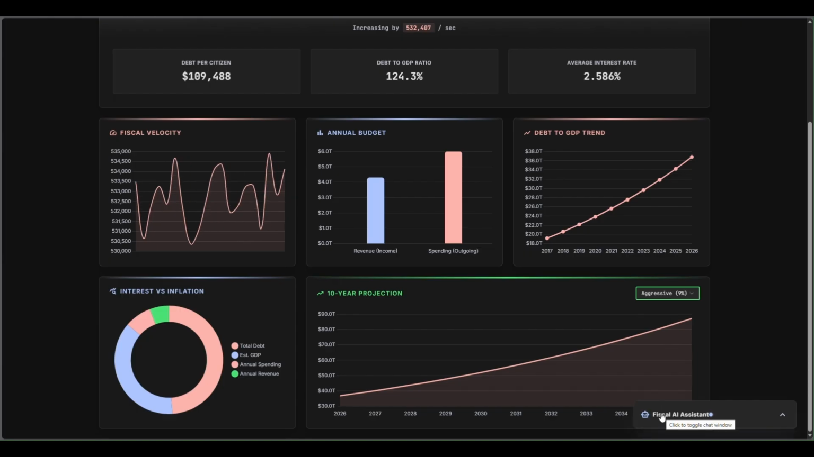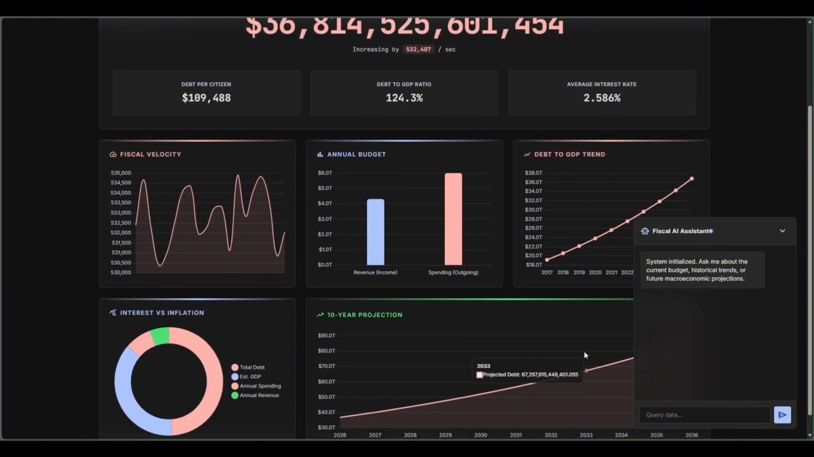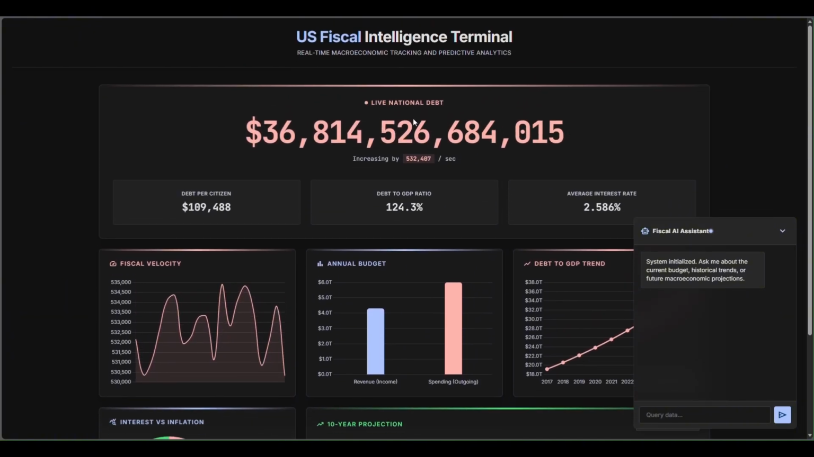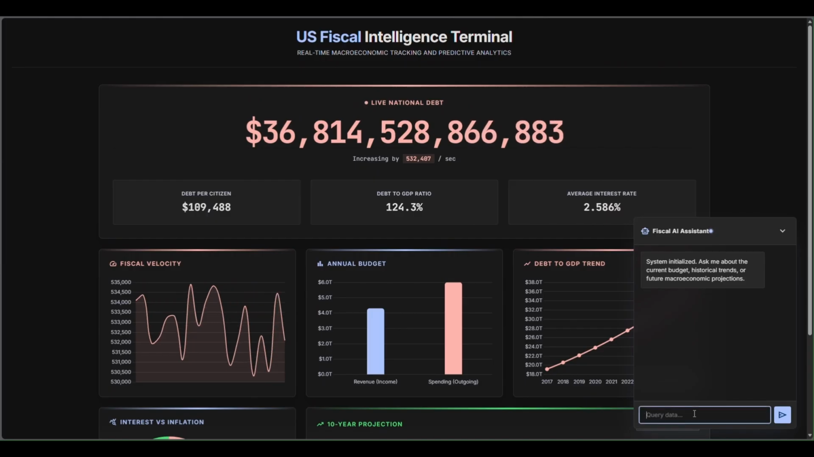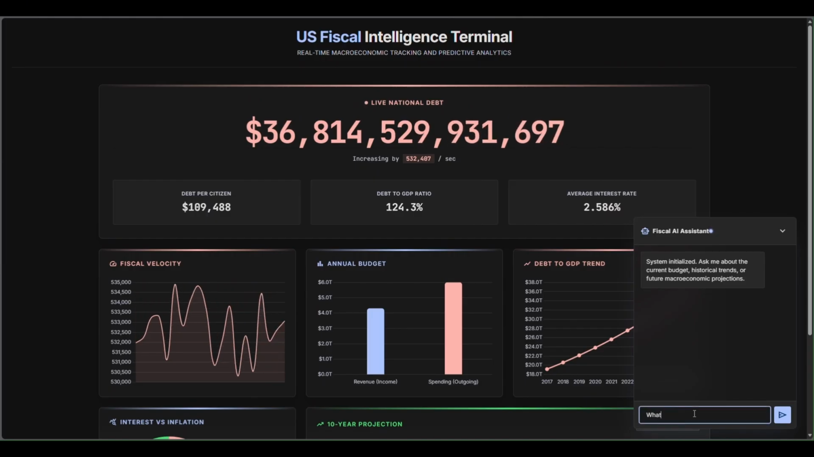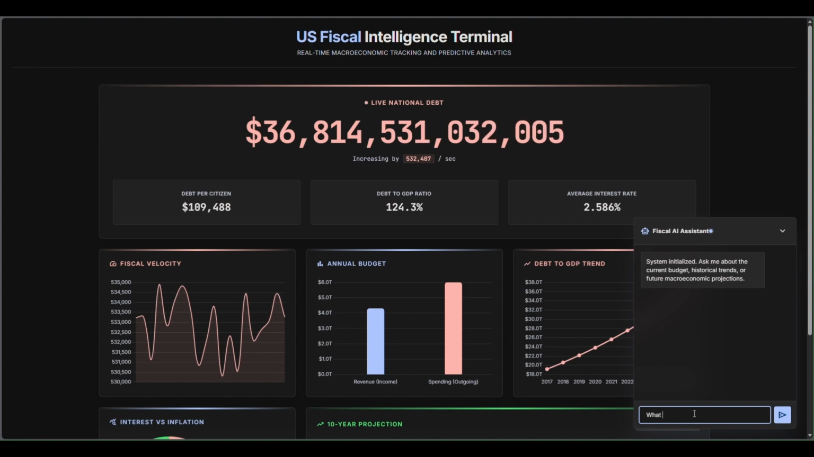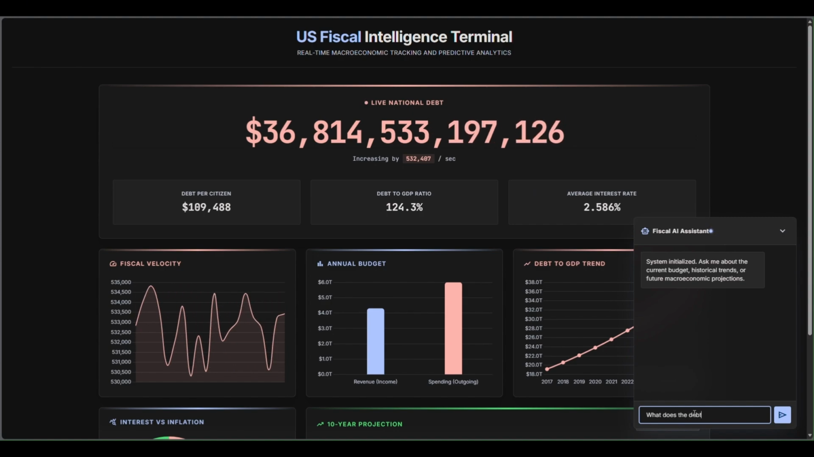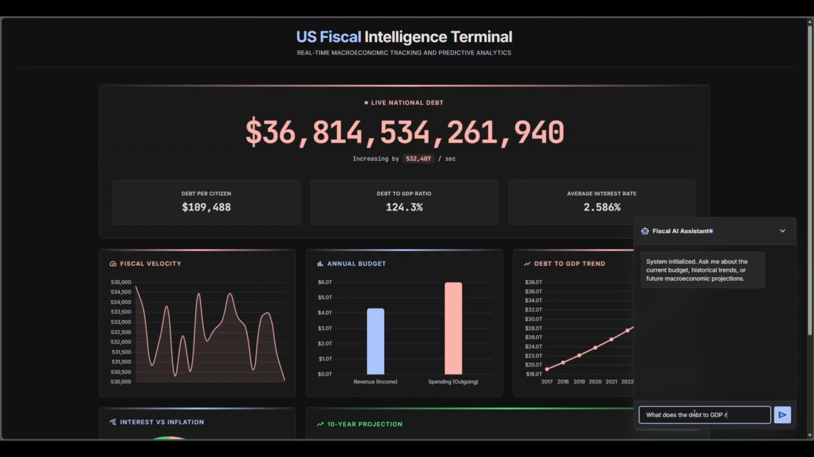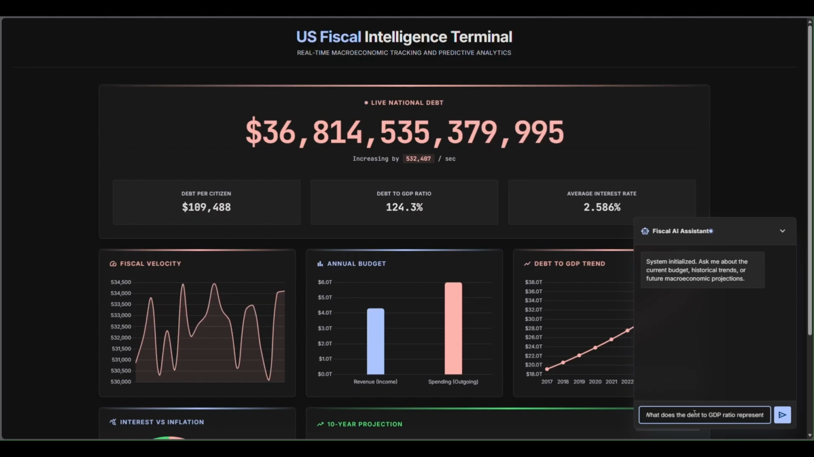Now, one of my last features that I have is the Fiscal AI Assistant. So you can ask it to help you interpret things that you might not understand on the screen. So if I wanted to ask, what does the debt to GDP ratio represent?